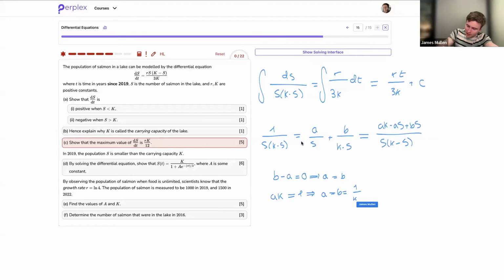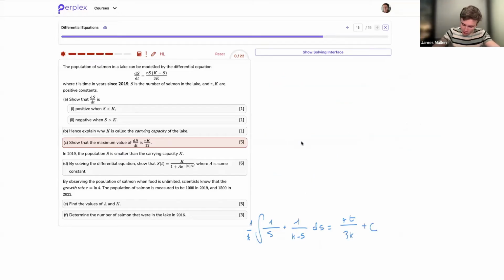So now what I can say is that I have the integral. I'm going to put a 1 over k in front, and I have 1 over s plus 1 over (k minus s) ds is equal to rt over 3k plus c. And I can continue. I can integrate 1 over s. I know the integral of 1 over s is going to be ln of the absolute value of s. Because s is positive, it's just ln of s.